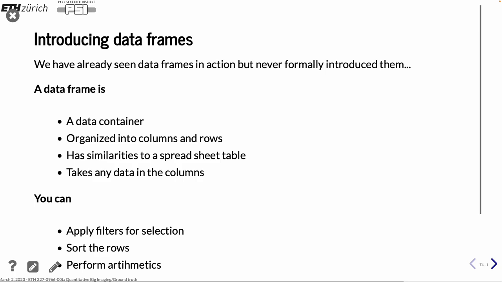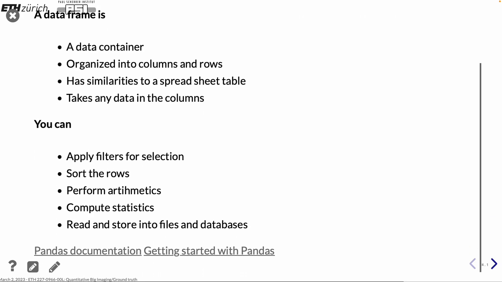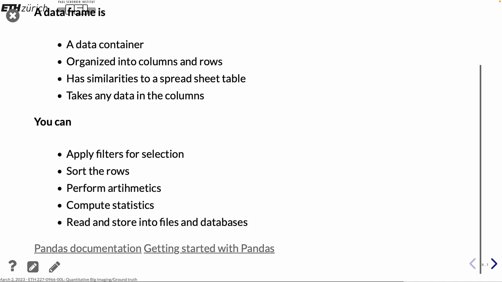So a data frame is a data container with columns and rows mainly, very similar to a spreadsheet table, and all the data in columns. And the good thing is you can also do filtering for selections. You can sort the rows of these columns. You can perform arithmetic between different columns. You can also compute statistics and read and store data into different databases.